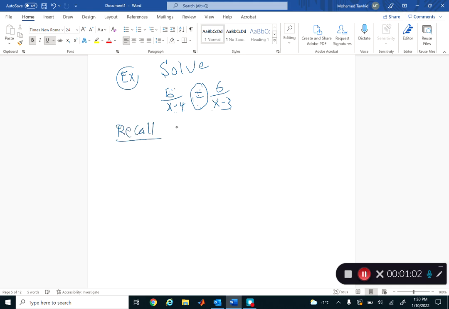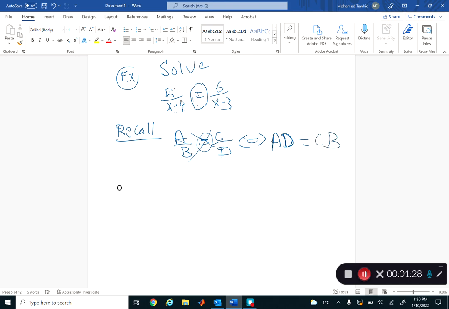In order to solve this, let us recall here, guys. You have a over b equals c over d. If you have that equality, then you do the cross multiplication. You have the equal sign in the middle, so this one will be ad: from the left, a multiplied by d, equals c multiplied by b. That is something you know.